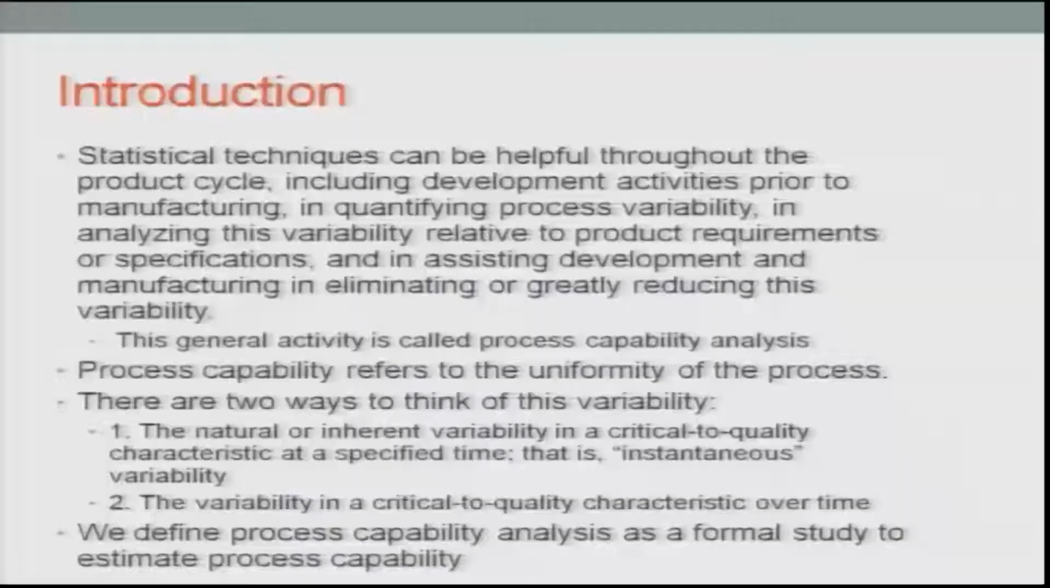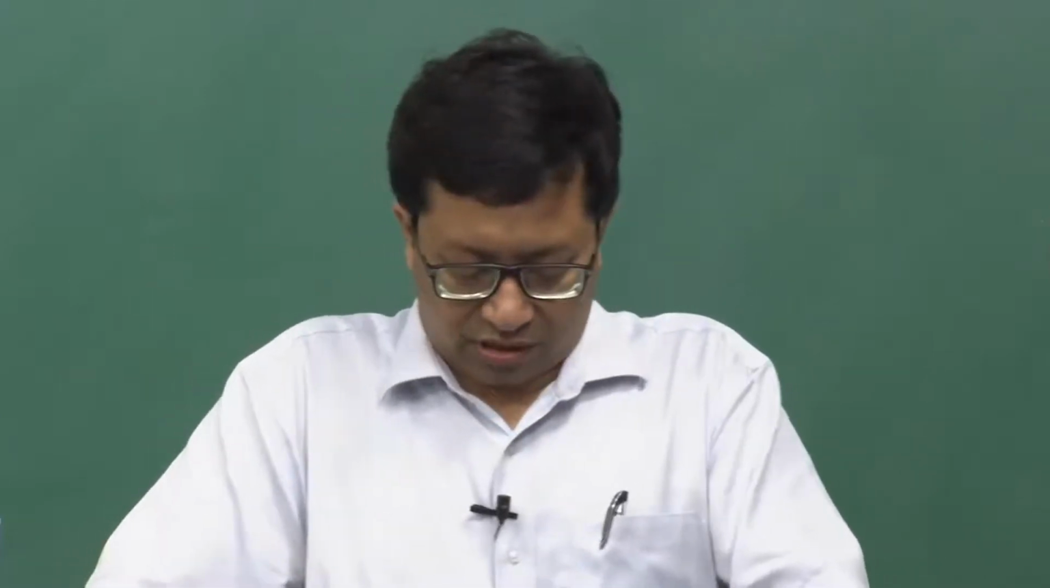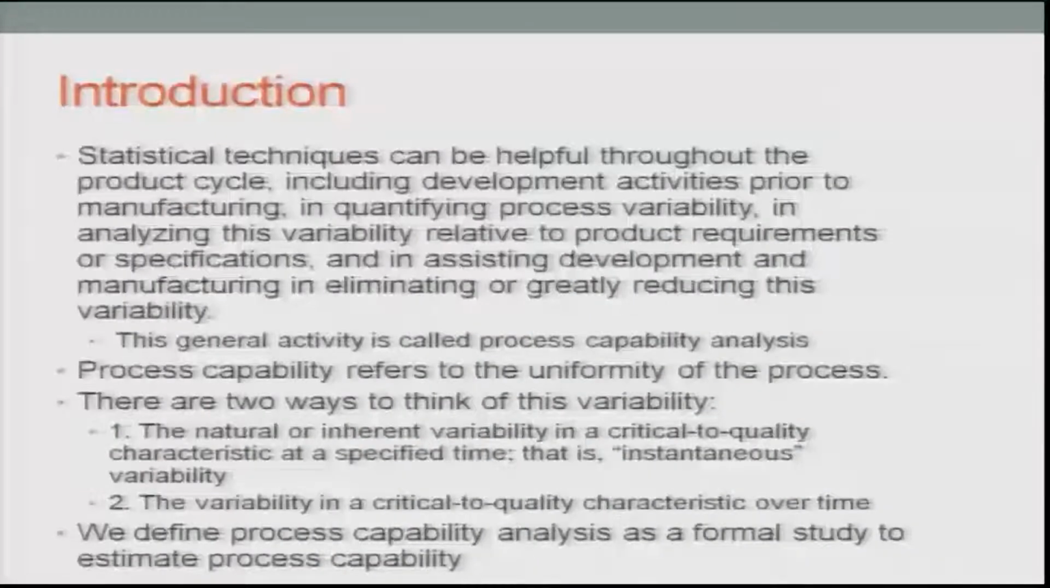The natural and the inherent variability is critical to quality characteristics at a specified time. So, that is instantaneous variability, and that can be utilized by the person who is doing the study to pass corrective judgment about whether to use the variable charts or the attribute charts and take corrective actions accordingly. The variability is also critical to quality characteristics over time. We define process capability analysis as a formal study to estimate the process capability.